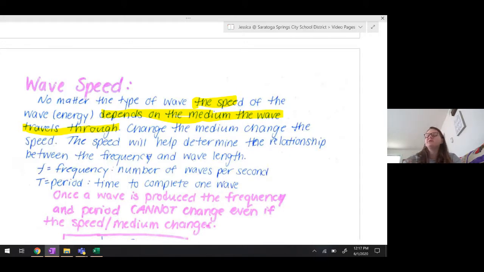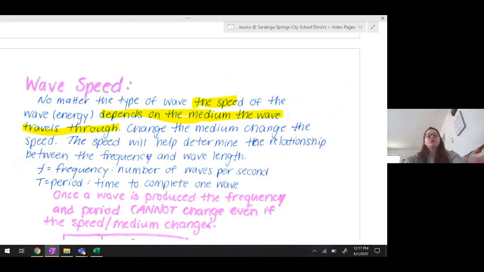Now, we talked about frequency and period when we talked about simple harmonic motion, and the definition of those words pretty much remains the same, but instead of talking about oscillations per second or the time for oscillations, we want to talk about frequency as being the number of waves per second and period being the time to complete one wave. So instead of a cycle or an oscillation, we now just throw the word wave in there.